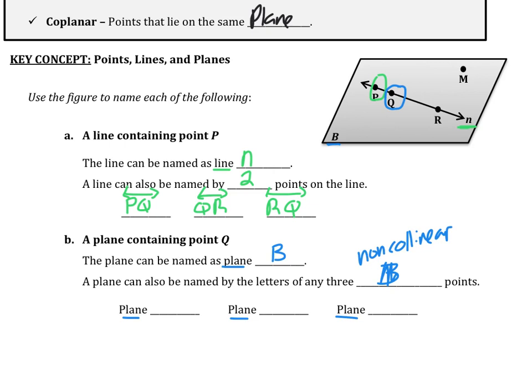So we do not want to name this PQR because those are on the same line. So we want to avoid those 3 letters together, and we're going to use this M out here to help us do that. So this could be plane PQM, RQM, or say MQP. So any 3 points as long as they're not on the same line.